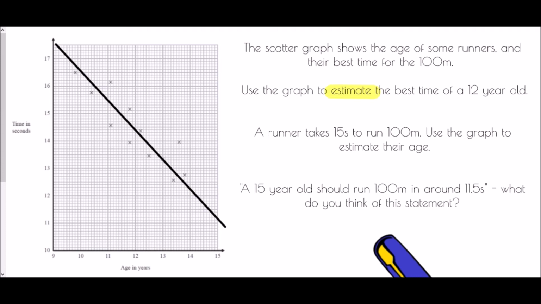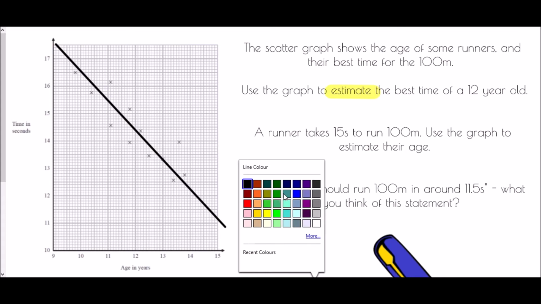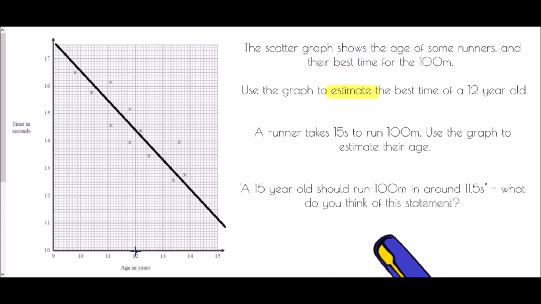It wants the estimate for a 12-year-old, which means that I'm going to take a reading from 12 years old and draw across to the time. For me, that is around 14.4 seconds. Yours may well be different. As long as your line of best fit is suitable, so it is roughly where it should be, and you read from it correctly, you will get the marks in the exam.